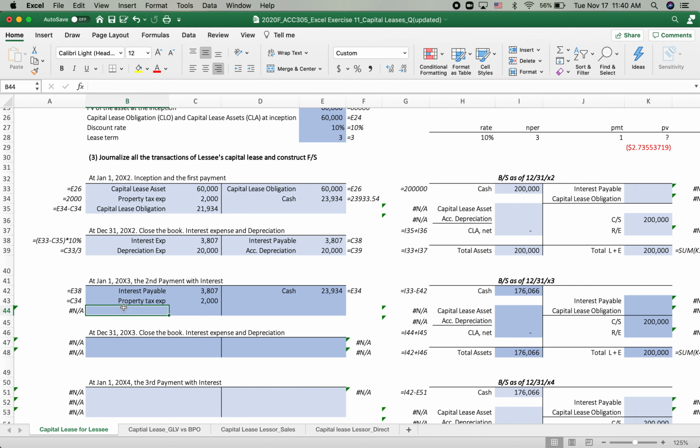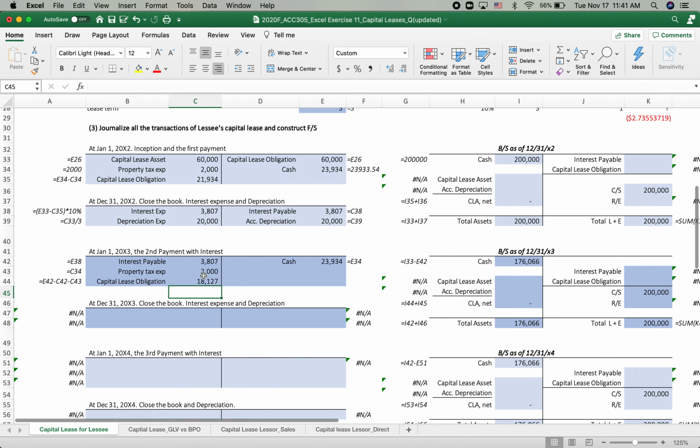Then next, let's just plug in. What is the principal amount of the capital lease obligation that should be reduced from this total amount to $60,000? We can just plug in cash, interest, and property tax expense. So 18,127 is going to be reduced from the capital lease, 60,000, right?